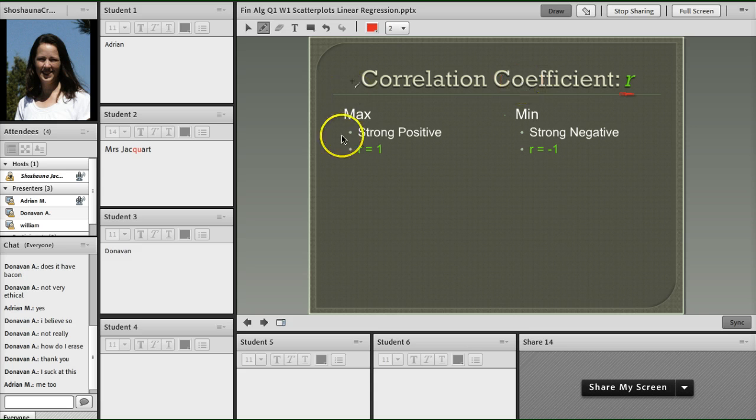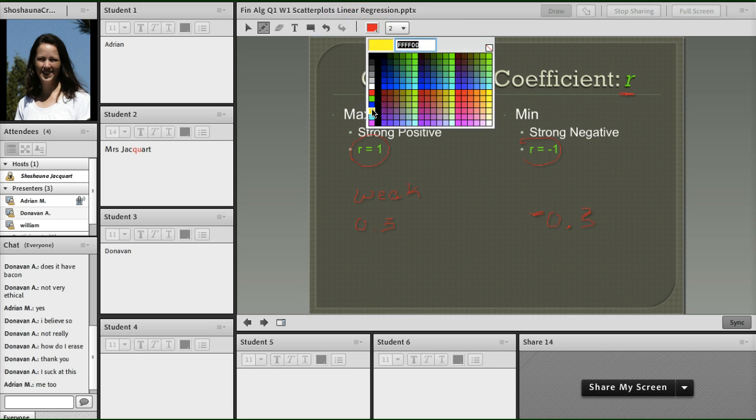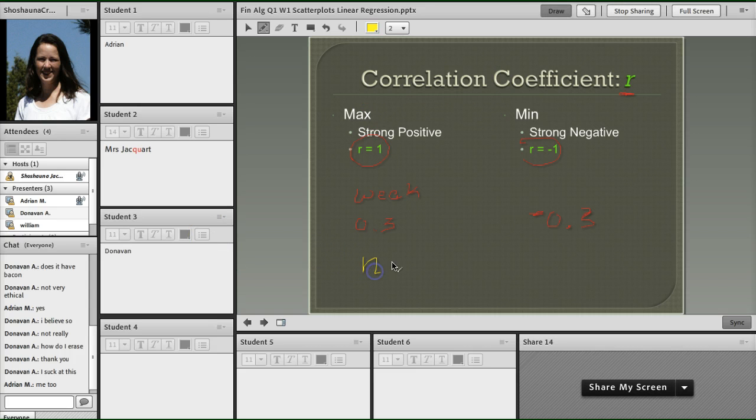When we have a strong positive, we have R equals 1. And that would be 100% correlation. And this would also be 100% connection, just as a negative one. If we have a weak one, maybe we're talking about 0.3. And if we have a weak negative, it would be negative 0.3. And if we have no correlation, R would equal 0.